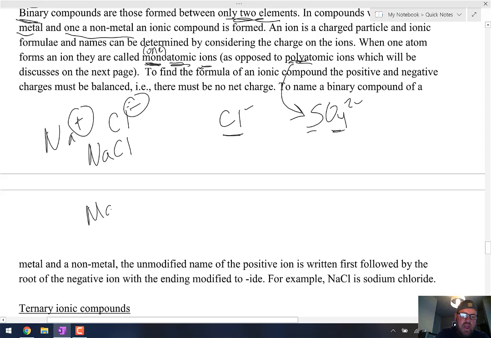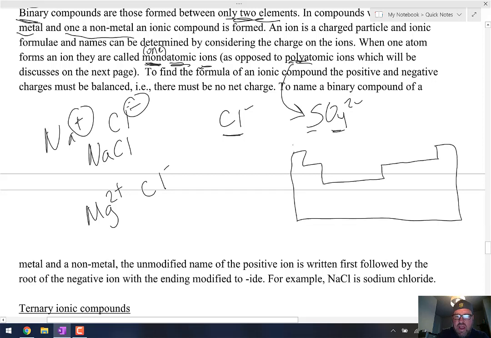Okay, what if you have magnesium that has a +2 charge? Let's go back to the periodic table here for just a minute and make sure we understand this. For right now, where am I getting these charges from? I'm getting them from the periodic table. Okay, if it's right here, it's +1.